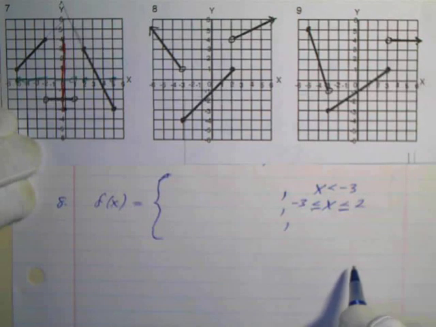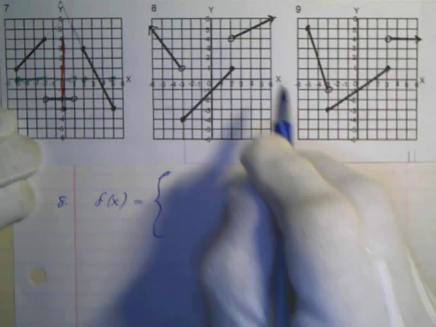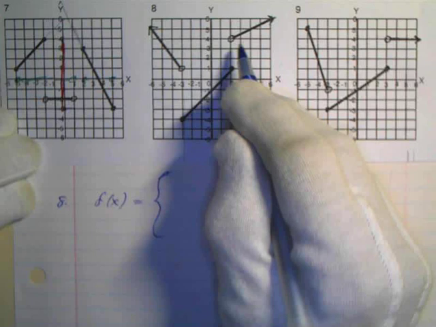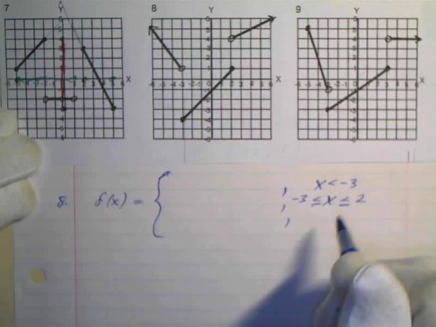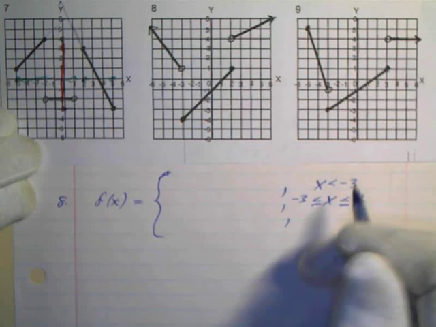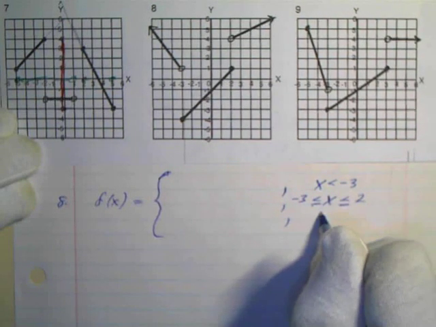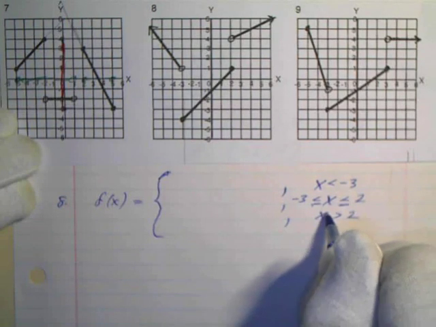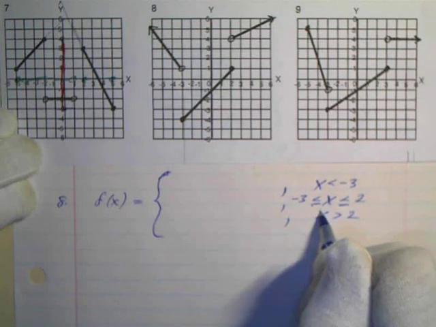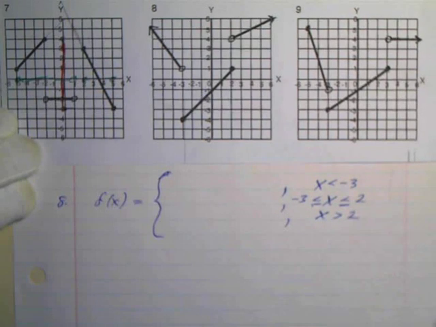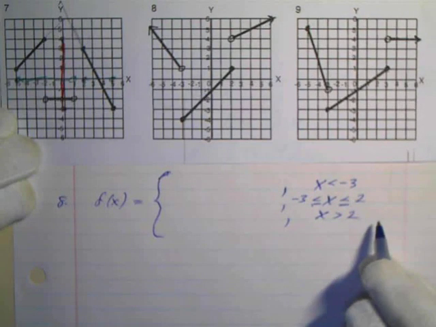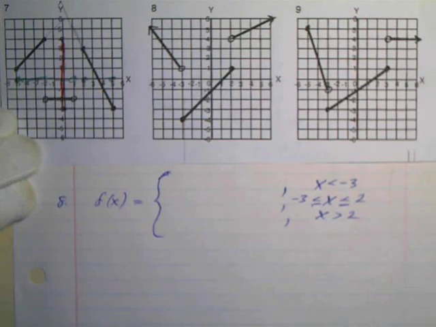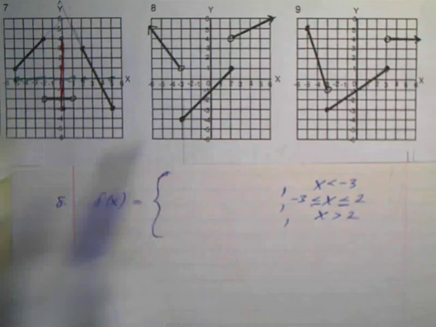Okay. And then it looks like I'm going to go from 2 all the way out, keep going to the right. So it's going to be x is just greater than 2. And when we have these just on one side, we usually write the variable on the left. So x is greater than 2. You could write it the other way, 2 is less than x. So that's what we got. So let's figure out what these guys are going to look like.